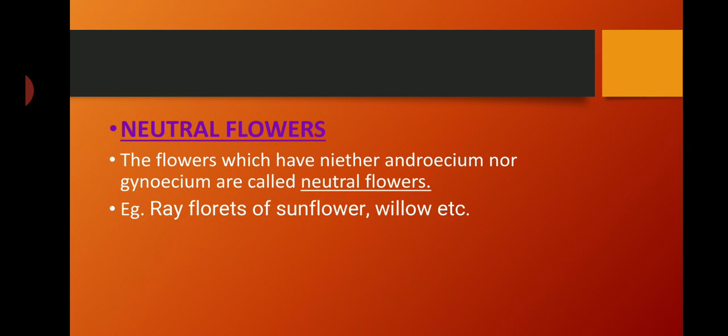Neutral flowers. The flowers which have neither androecium nor gynoecium are called neutral flowers or neuter flowers. It means in such kind of flowers there is no androecium and no gynoecium. Nothing is present. They are called neuter flowers. Examples: ray florets of sunflower, willow, etc.